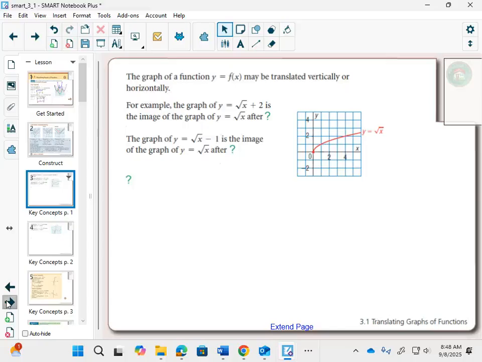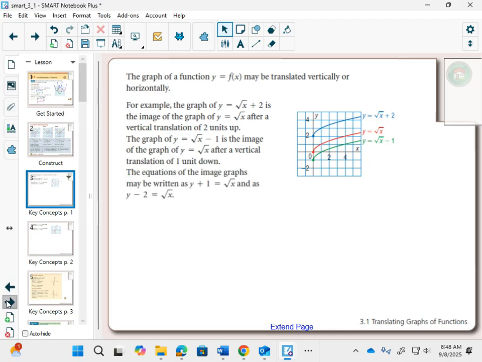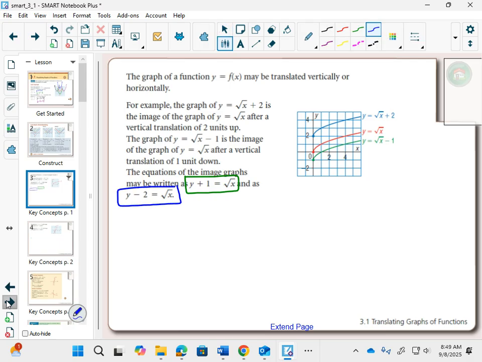Okay? So what they have here is our square root graph, and if you had a plus 2 outside the function, that would move it up 2 units. If you had a minus 1 outside the function, it would move it down 1. Now I'm going to color code something here as well. I'm going to put this in a green box and this in a blue box.